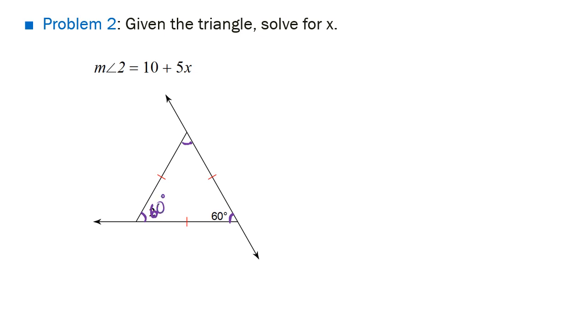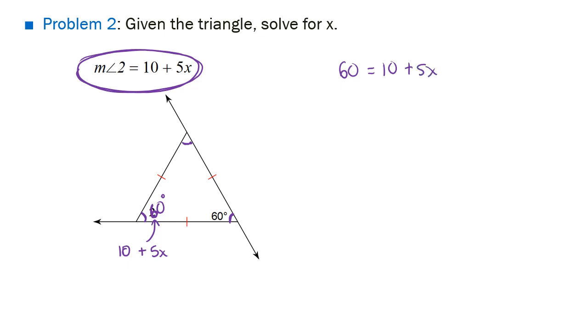Well, if we know angle 2 is 60 degrees, and they let us know that the measure of angle 2 is represented by 10 plus 5x, since this is representing the 60 degrees, we can set them equal to each other to solve for x. And then I just solve. Minus 10, I get 50, divide by 5, and I get 10 for the x.